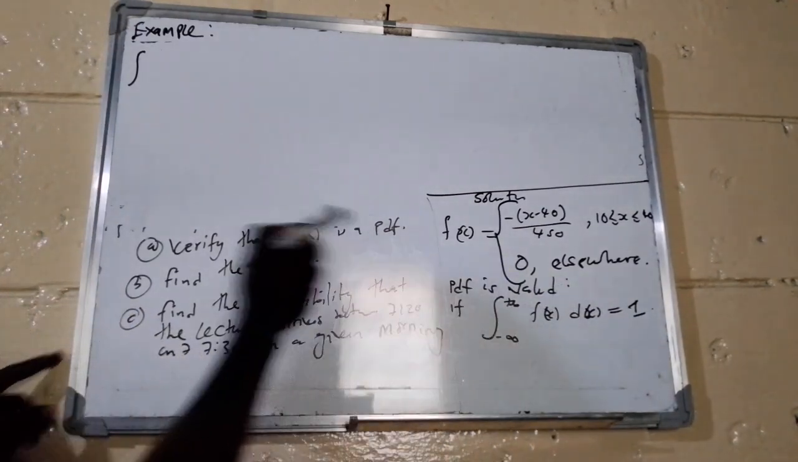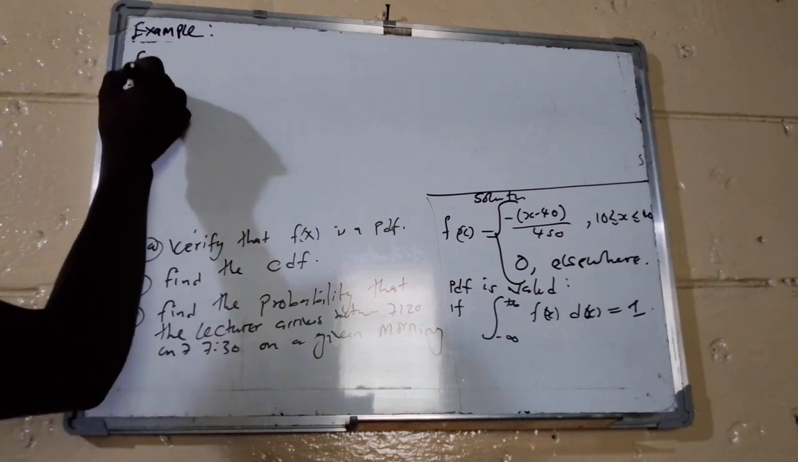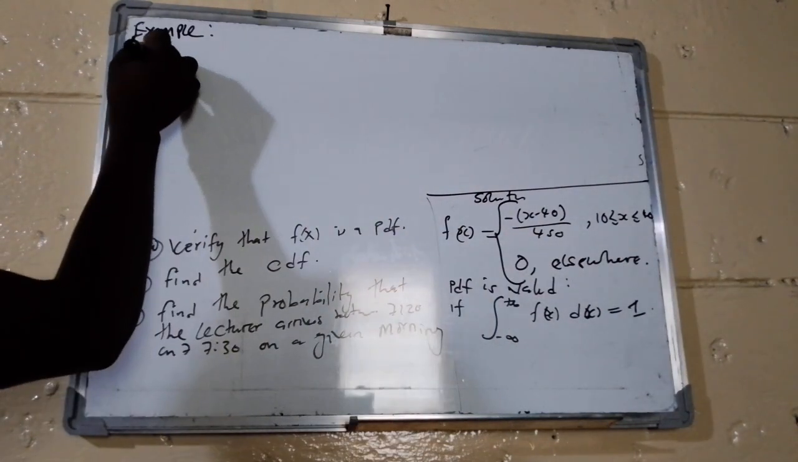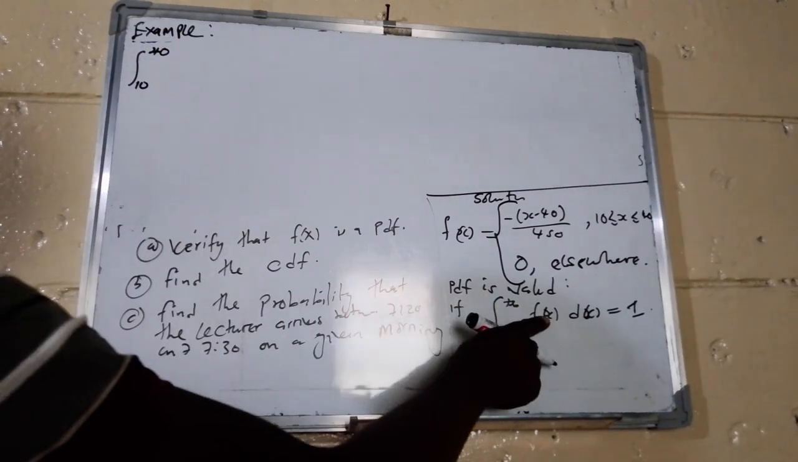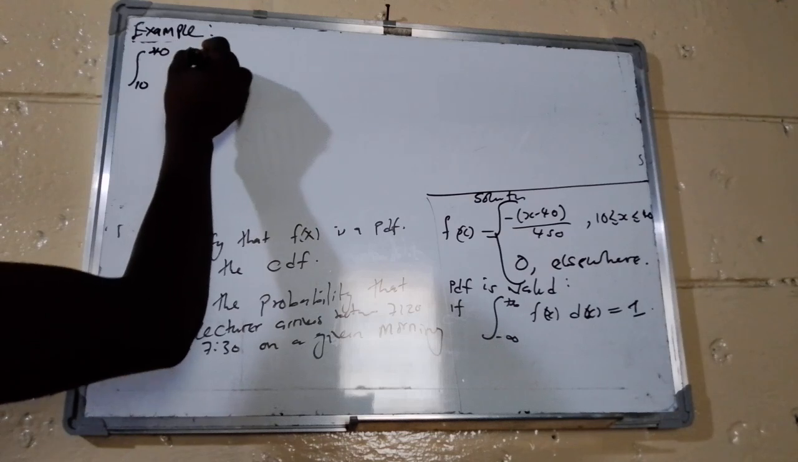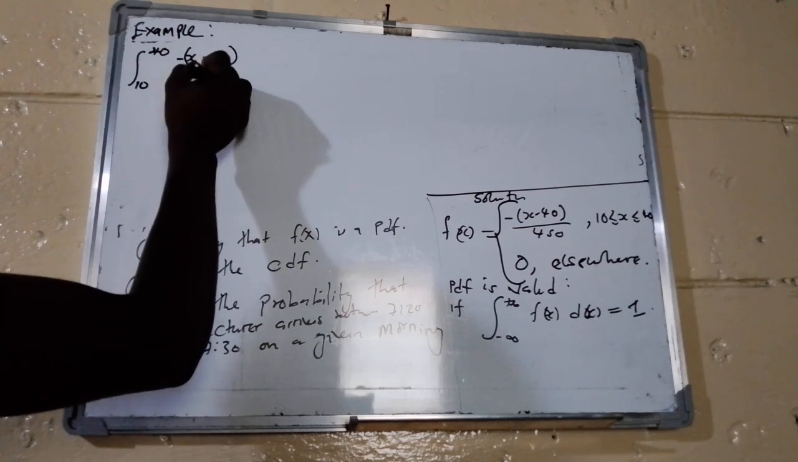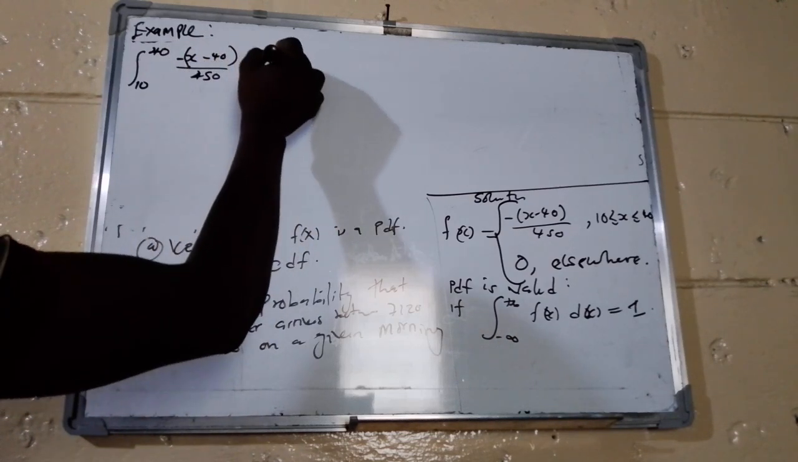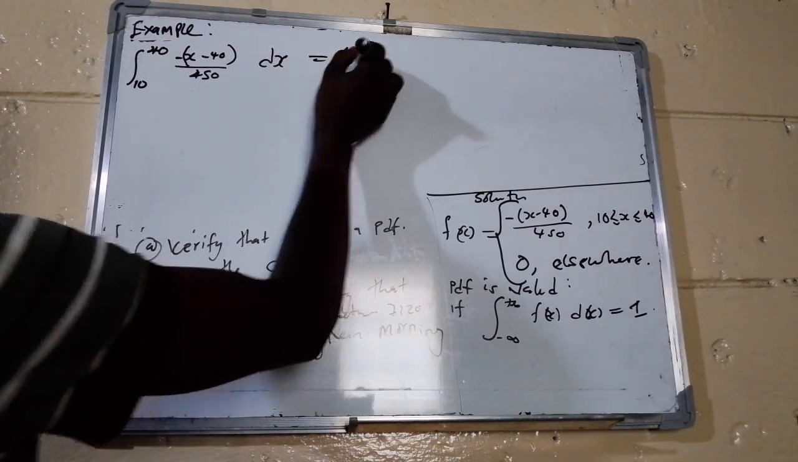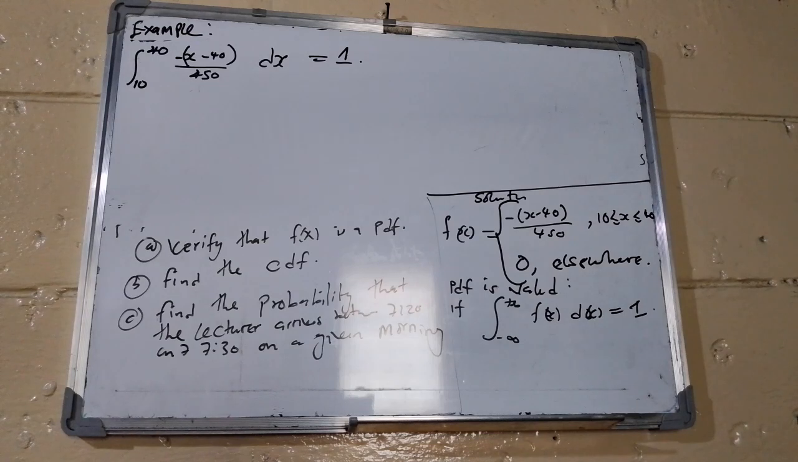So according to the question, we are simply saying it's the integral from the lower bound, which is 10, and the upper bound, which is 40, of f of x. What is f of x? F of x is negative x minus 40 over 450 dx. So if we integrate this, the solution should be equal to 1. Then if it is equal to 1, you can conclude that it is a valid PDF. Okay? So now let's begin our integration.